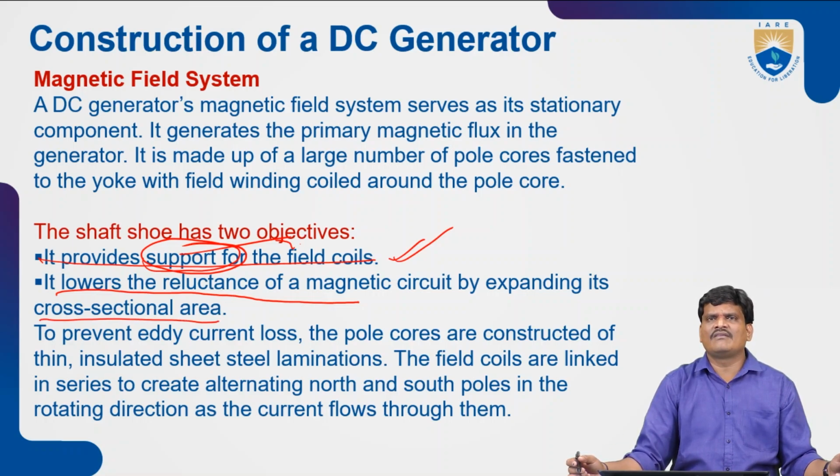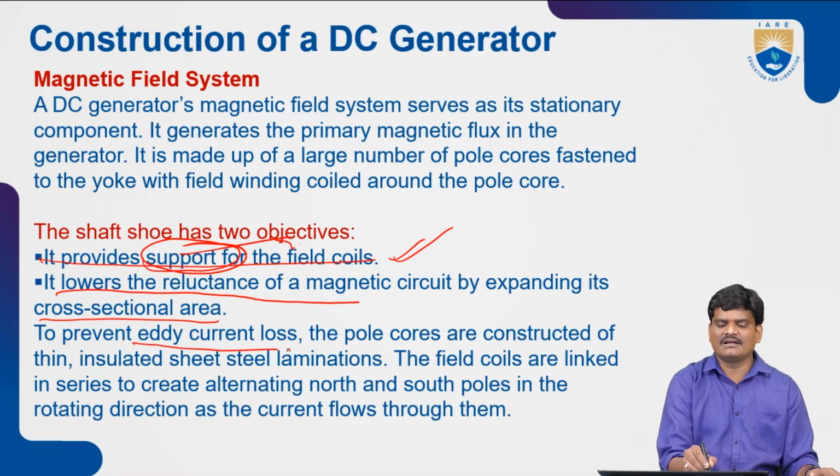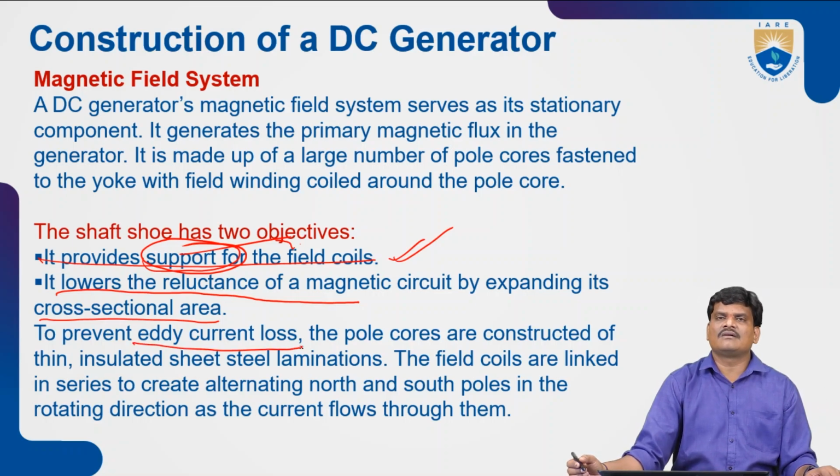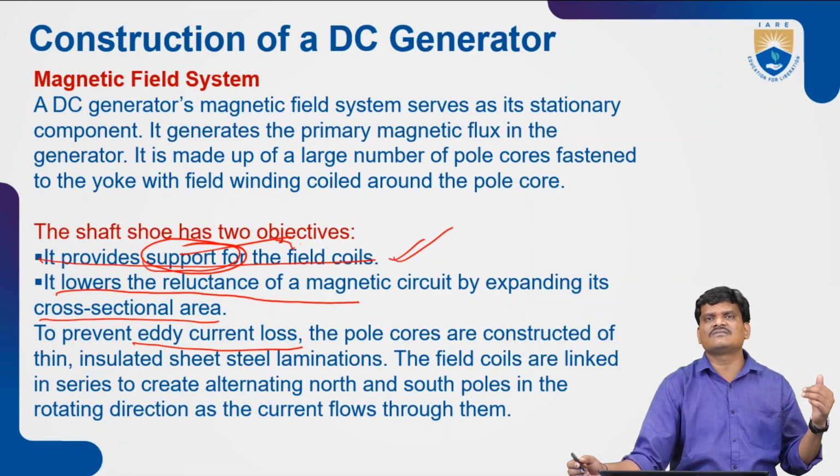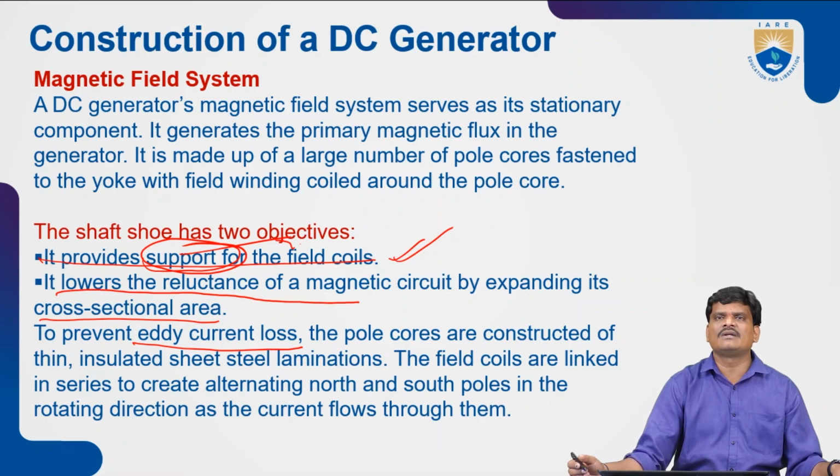So what is the need of lowering the reluctance of the magnetic circuit by expanding its cross-sectional area? In order to reduce some amount of losses. What type of losses? Eddy current losses. Eddy currents are unwanted circulating currents flowing in the machine, and the losses produced due to them are called eddy current losses.